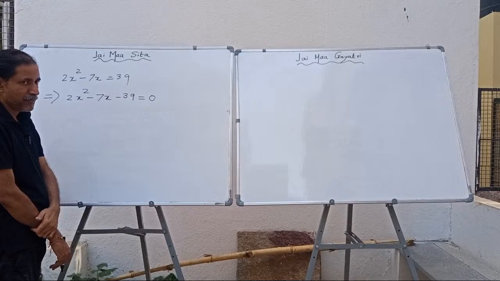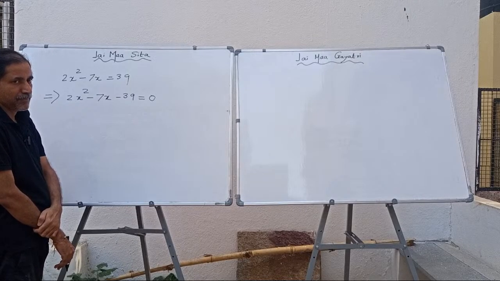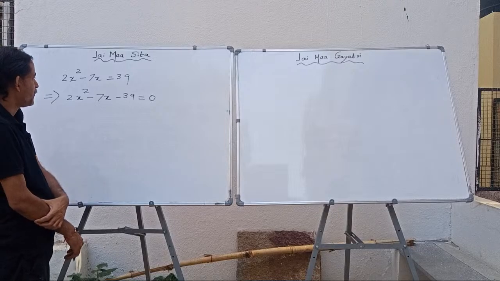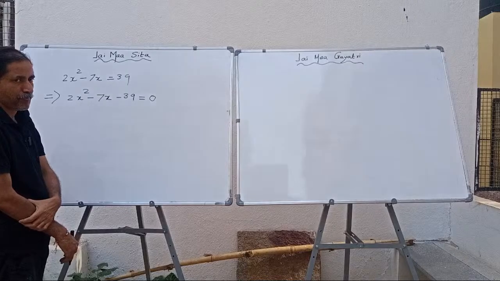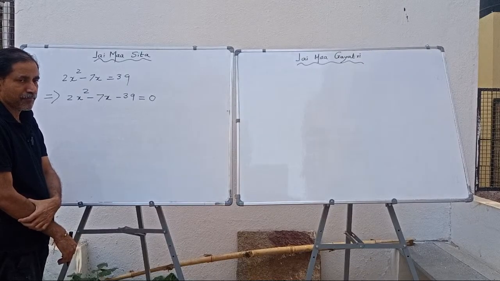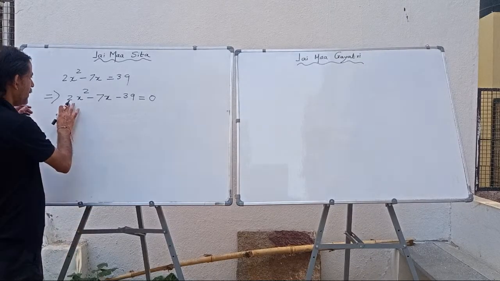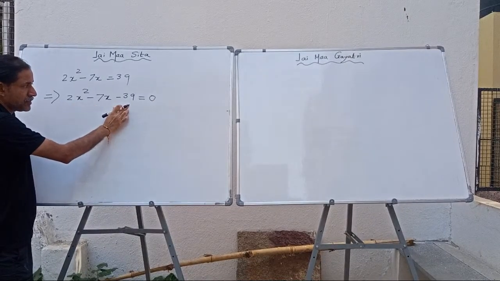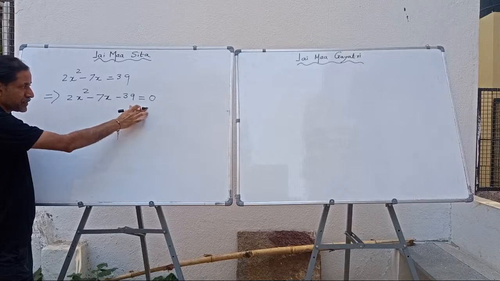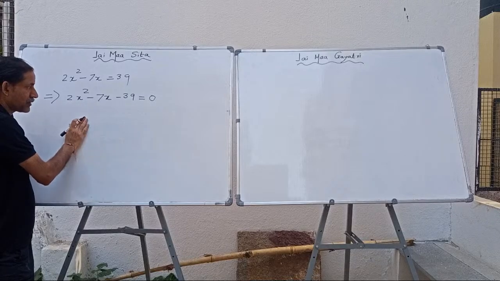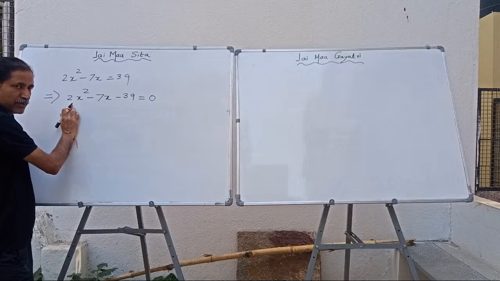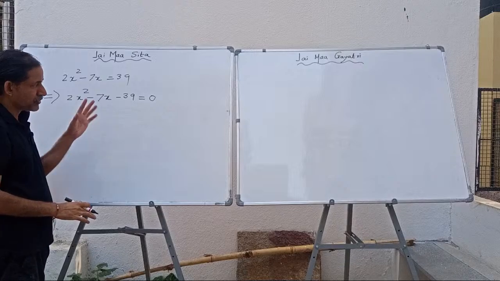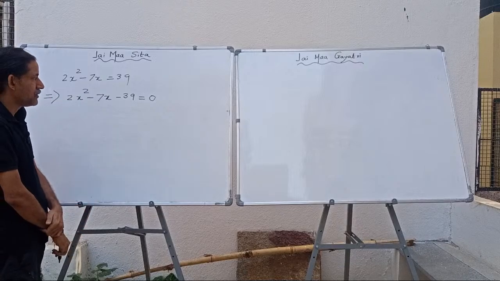Any equation of the form ax square plus bx plus c is equal to 0, where a is not equal to 0 and a, b, c are real numbers. It is satisfying that. So it is a quadratic equation. Let's solve it. How do we solve?